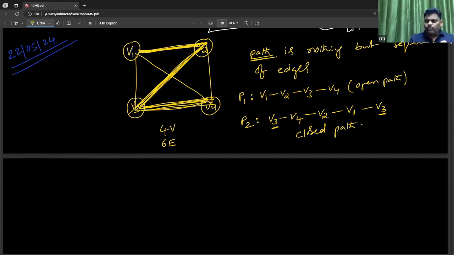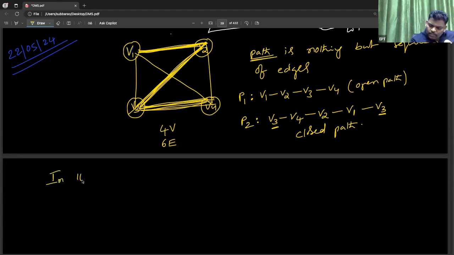In the given graph, can you find a path where every edge will be covered exactly once? But remember, it should be a path. Path is a sequence of edges. Can you check once? Exactly once.